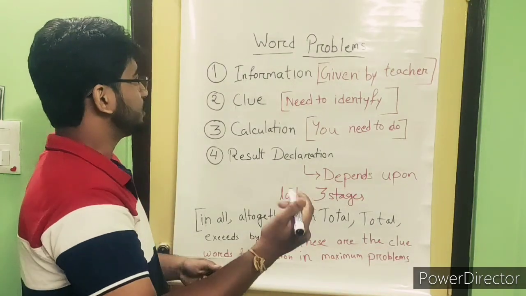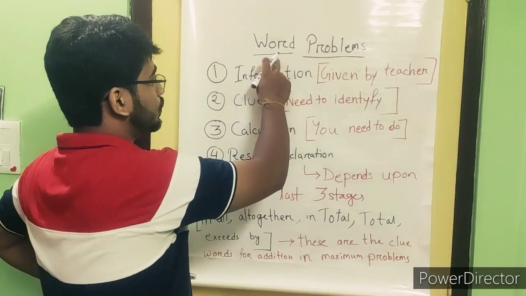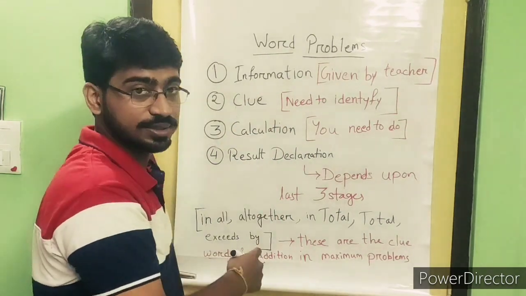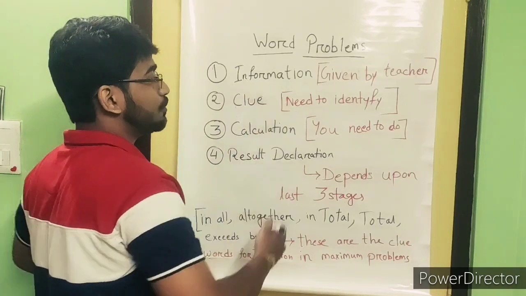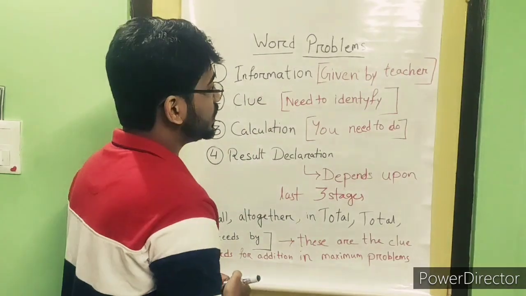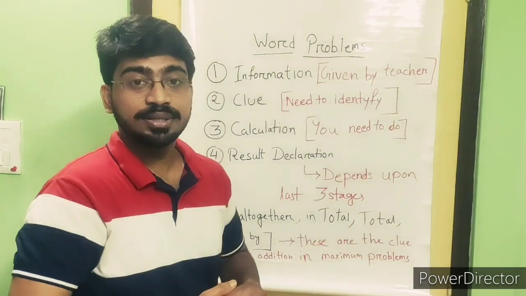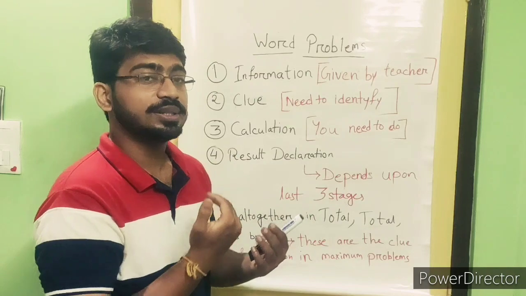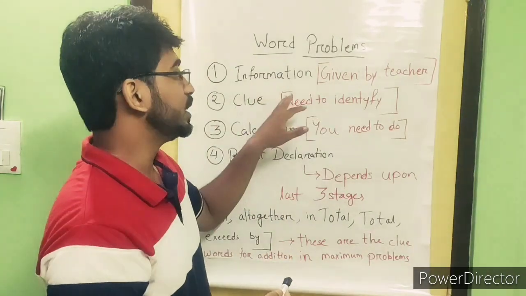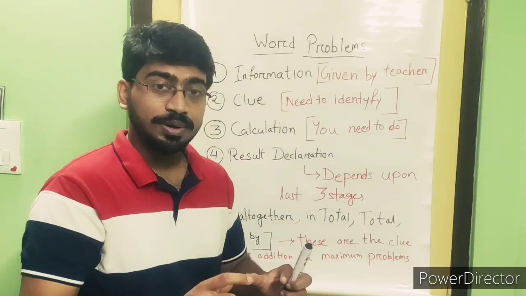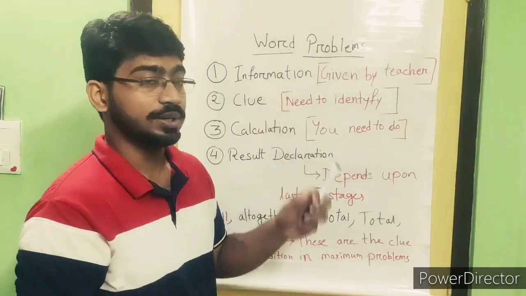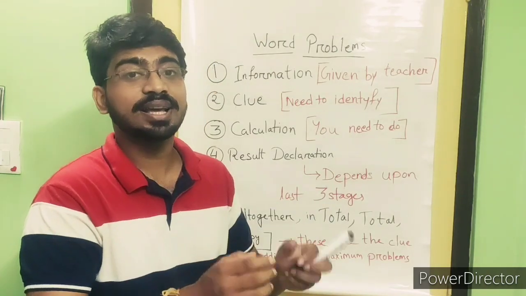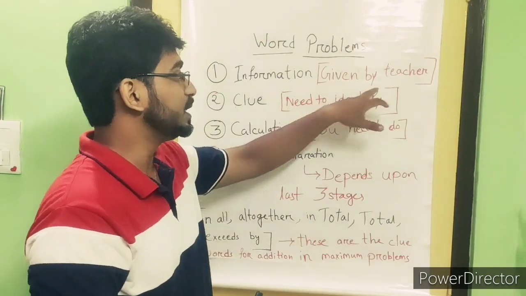First of all, word problems can be divided into 4 stages. The first one is information. You can see I have written "given by teacher". That means it is not in our hand. When the question setter sets the question, he or she will give you the information. In that word problem, you can't do anything; you can only identify the information. This one will be given by the teacher.